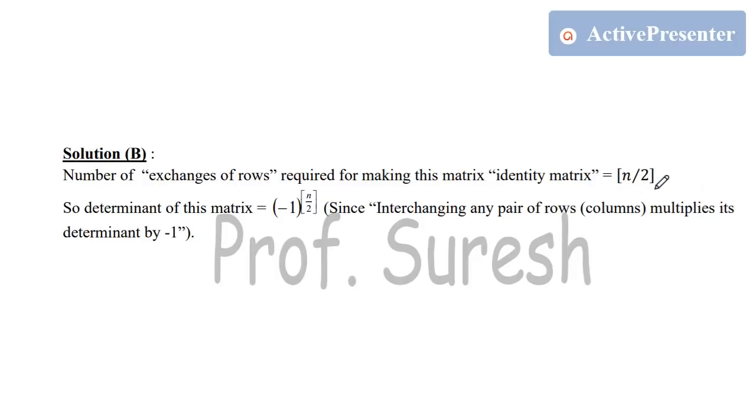This bracket means the greatest integer less than or equal to x. For example, 1.9 means 1, and 1.1 is also 1. So [x] means the greatest integer function, the greatest integer less than or equal to x. The determinant of this matrix is minus 1 power [n by 2].